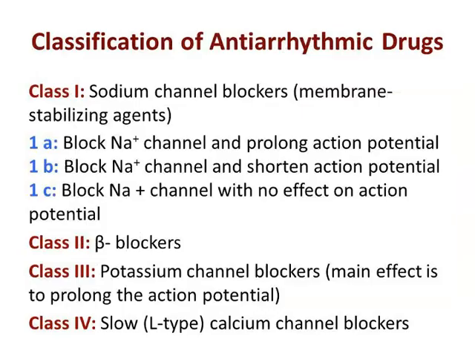All right, so here we have the different classes of antiarrhythmic drugs. We have the class 1s, class 1A, B, and C, class 2, which are beta blockers, class 3, potassium channel blockers, and class 4, which are calcium channel blockers.